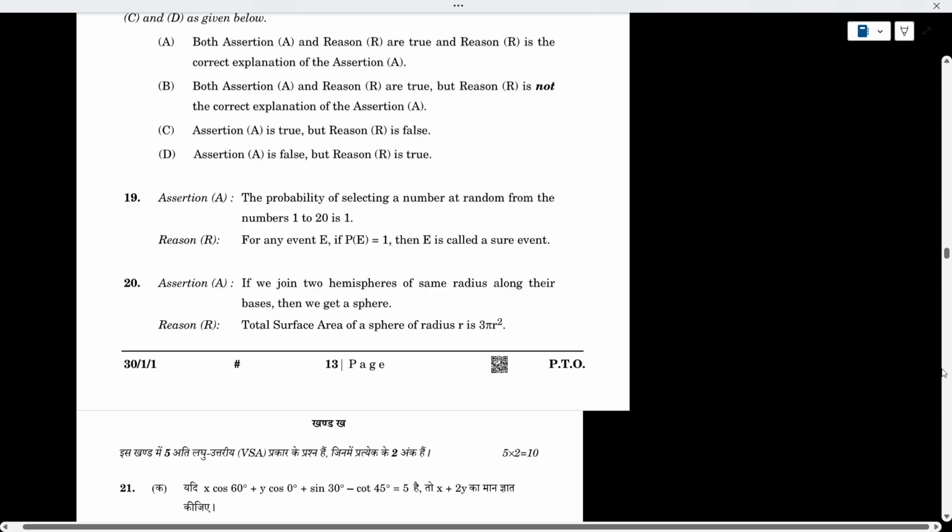Let us go for two assertion and reasoning questions here. What does it say? The assertion is given as: the probability of selecting a number at random from numbers 1 to 20 is 1. Now, if you have the numbers 1, 2, 3, 4, 5 till 20, then the probability of selecting a number from 1 to 20 will be 1, because you will definitely choose a number between 1 to 20. So for any sure or certain event, probability is always 1, and you know that probability lies between 0 and 1.